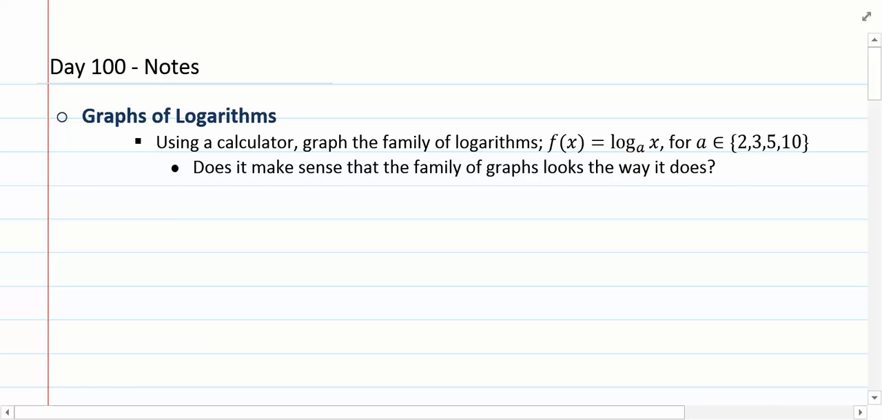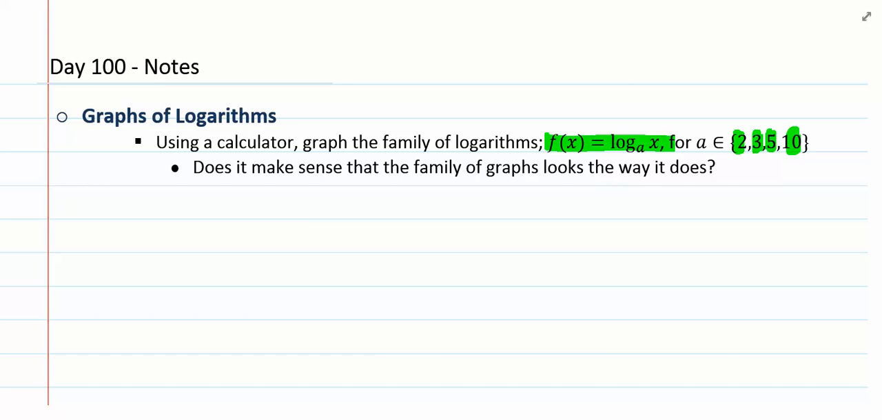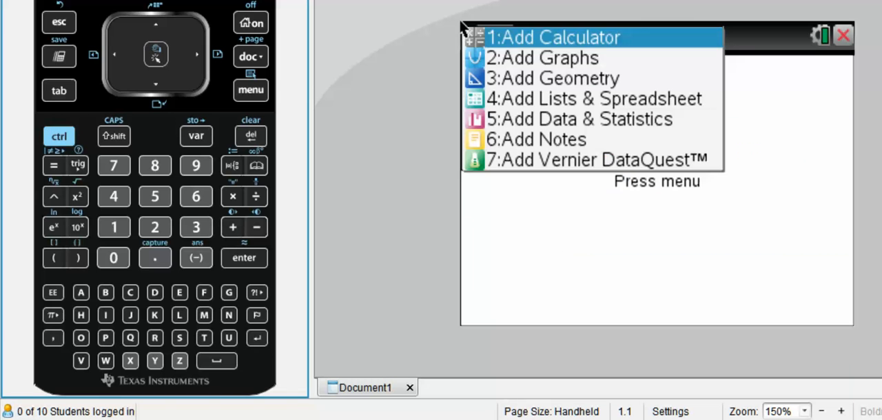And for the family, I want us to use the rule f of x is equal to logarithm base a of x. And what we're going to do is graph a function for each of these a values, 2, 3, 5, and 10. And while you're graphing these, I want you to think about what are the points that they have in common, what are some similarities between all of these functions, and what are some of the differences between the functions as well. So let's pull up our graphing calculator.